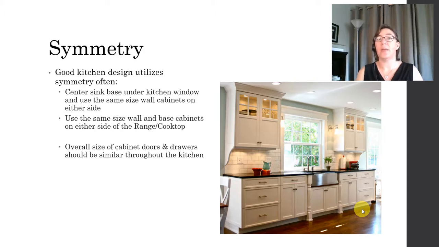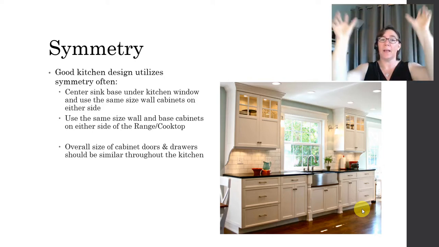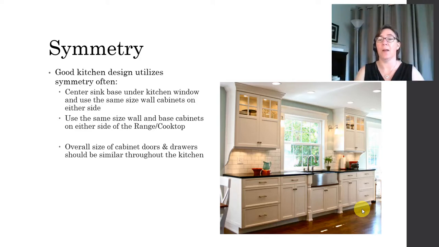So let's start out by saying that overall, you want to keep an eye on the size of your cabinet doors and drawers and keep it roughly consistent throughout the kitchen. You don't want one section with very wide cabinet doors and the other with a series of small, narrow ones. Also, good kitchen design uses a lot of symmetry, and it very often is symmetry about the sink and about the range. So here's an example of a very symmetrical design about that center farmhouse sink. It's got some same size, same design wall cabinets on either side.